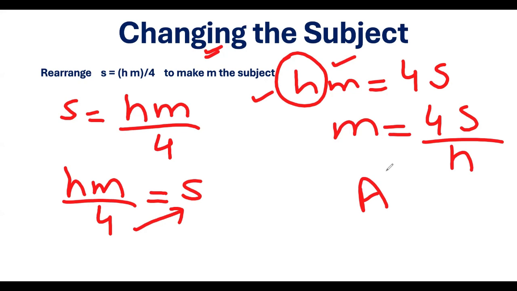Next question is T is equal to V divided by 4 plus 1. You have to rearrange to make V the subject. Let's start with this.